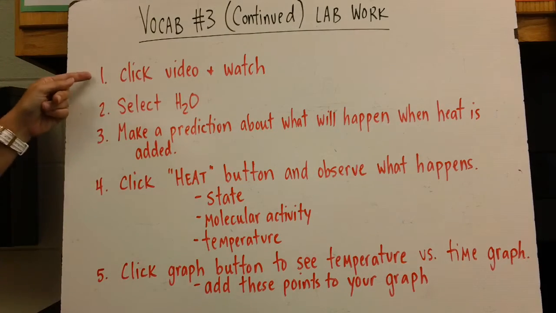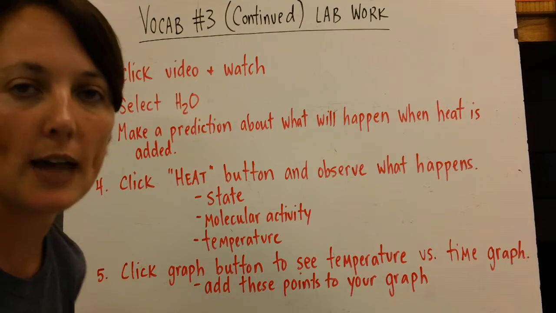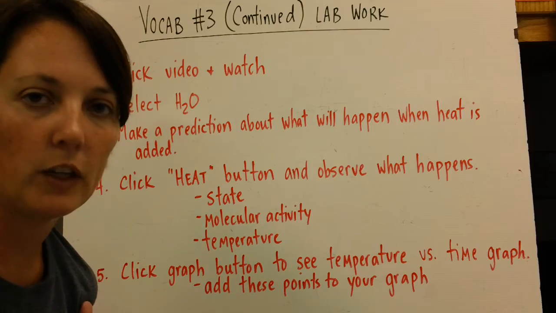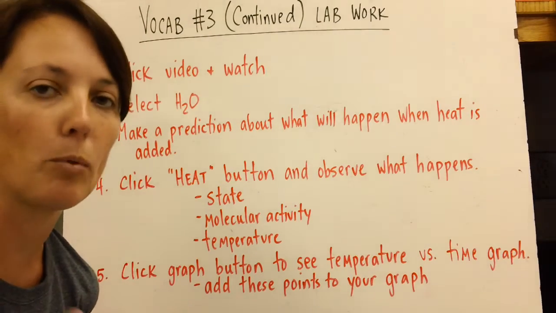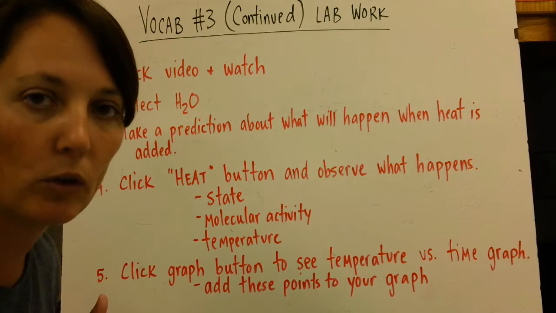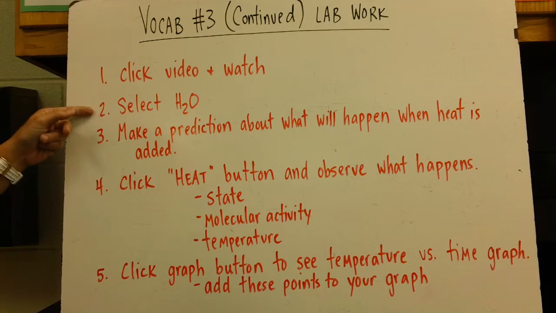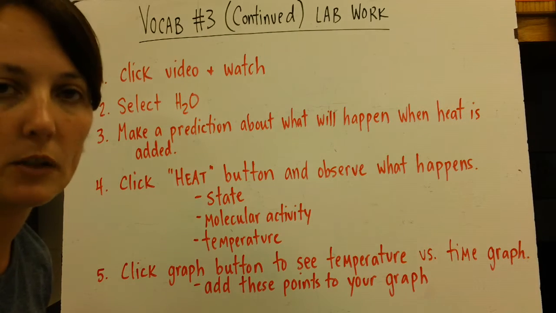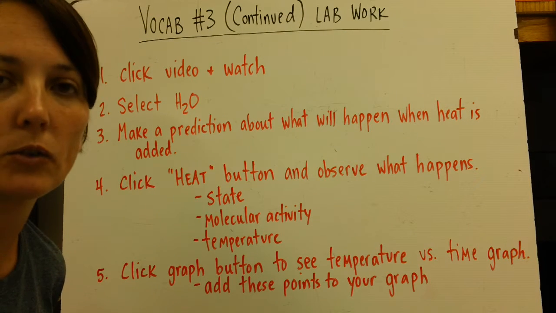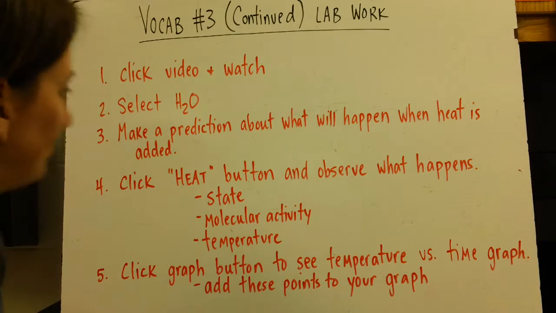So the first thing you're going to do is, when I tell you where to access the lab, you're going to click on the video button, and it's going to show you a video about melting points, boiling points, freezing points of substances. Should not be new material to you, we've already discussed it. Then you're going to select water. We're testing 3 substances, one of them is water. Let's start with water because we already know the melting, freezing, and boiling points of water.